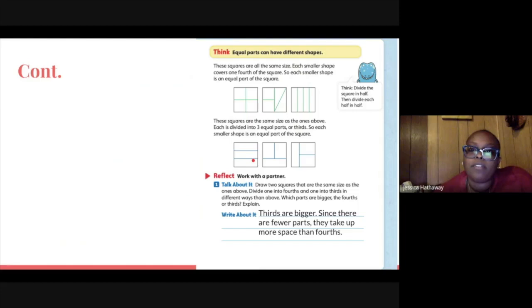Now, reflect. I've already given you the answer, but you could have come up with a different answer. I want you to draw 2 squares that are the same size as the one above. Divide 1 into fourths and 1 into thirds in different ways than above. Which parts are bigger, the fourths or the thirds? And explain. So, you could have said thirds are bigger since there are fewer parts. They take up more space than fourths.